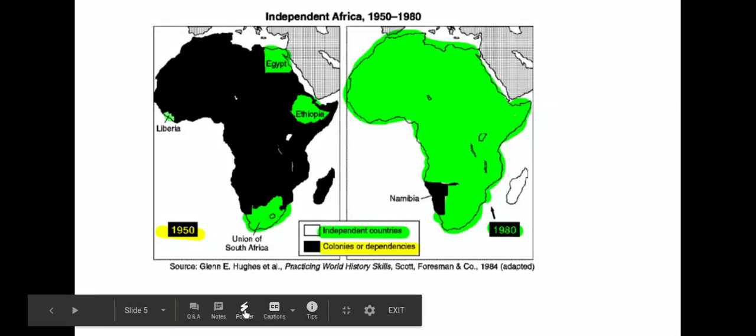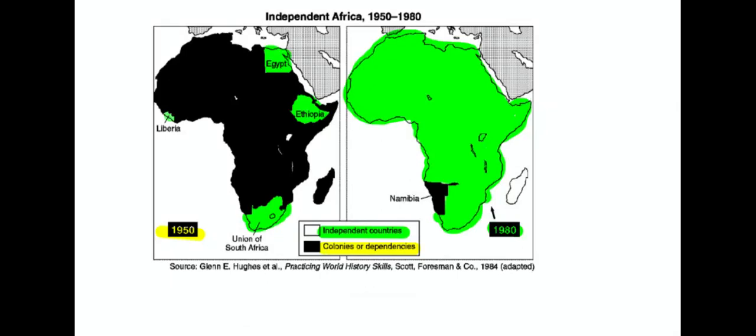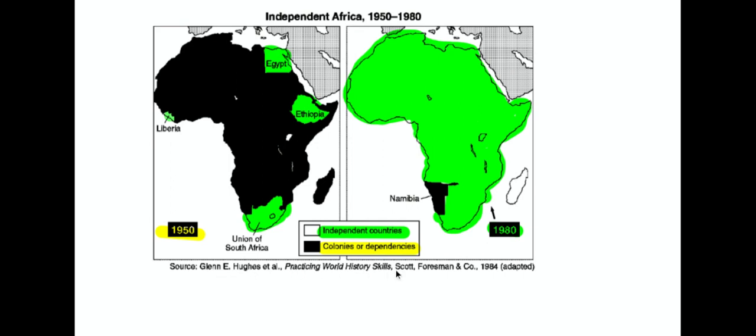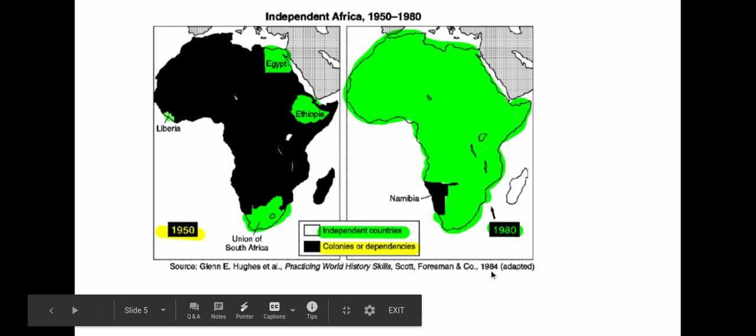Okay, so what we're looking at here is two maps, and they're meant to show a change over time. Now, if you look here, the source is from Glenn E. Hughes, Practicing World History Skills. So it sounds like a textbook of some sort. It's made in 1984, and they're talking about something that happened in the past, right? Because we have 1980 in this map, 1950 in this map, and this was published in 1984. So it's a secondary source, probably from a textbook.